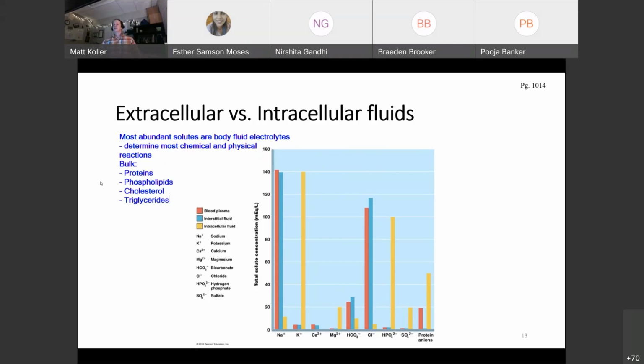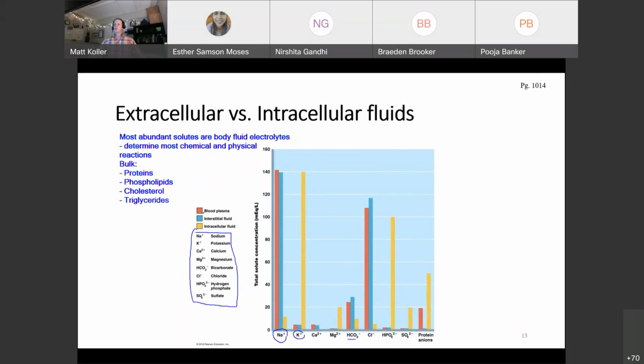And then in terms of this chart, what we're looking at is basically at the bottom, the different types of electrolytes. So for example, you see sodium here, Na+, potassium, calcium, magnesium, bicarbonate, chloride, hydrogen phosphate, and sulfate, and then protein anions. And if you think, wow, Matt, it's so good that you're able to remember those all, well, also we can sometimes have little aids such as this legend on the left-hand side. And this is in your textbook on page 1014.